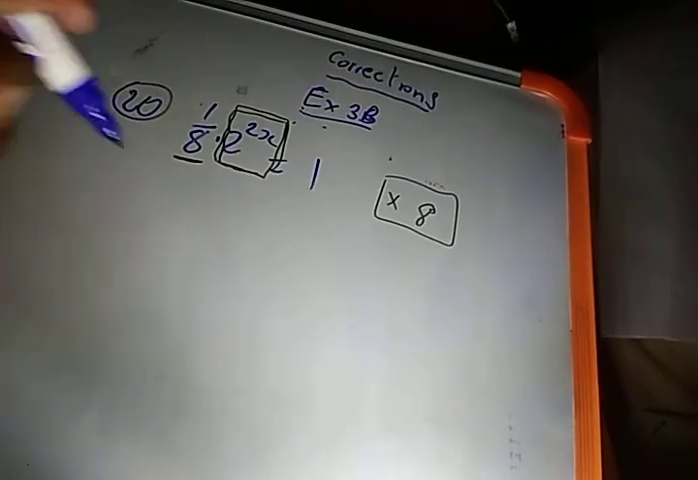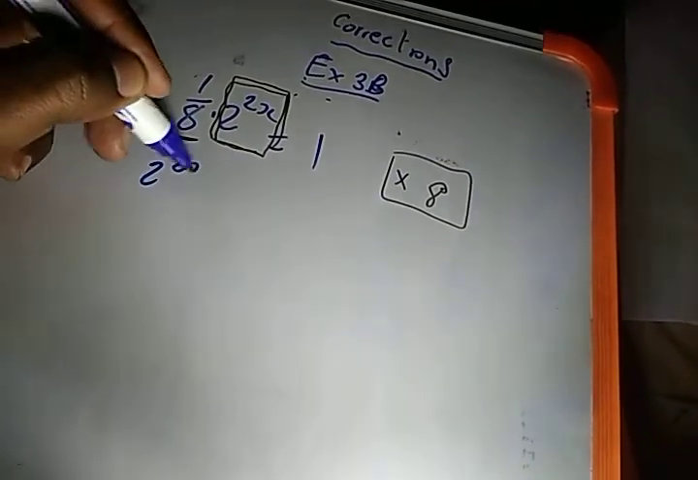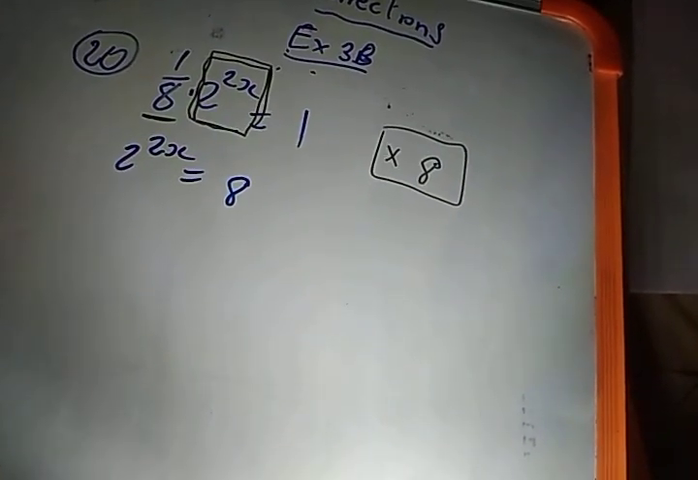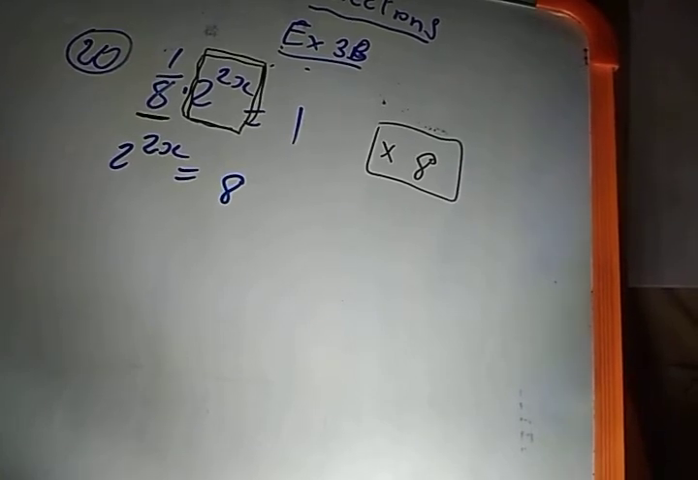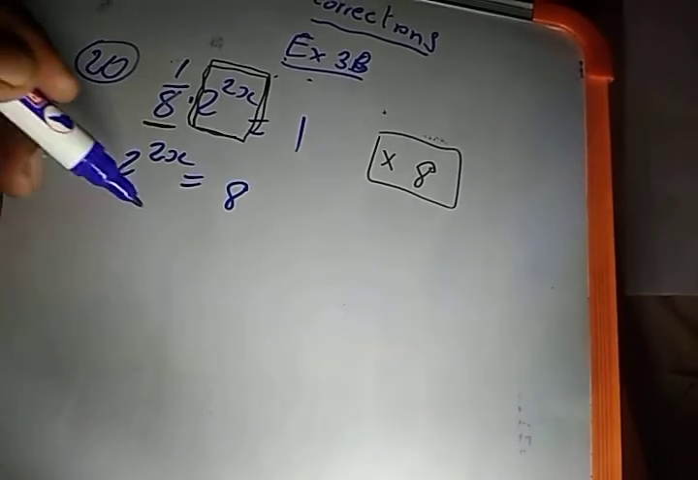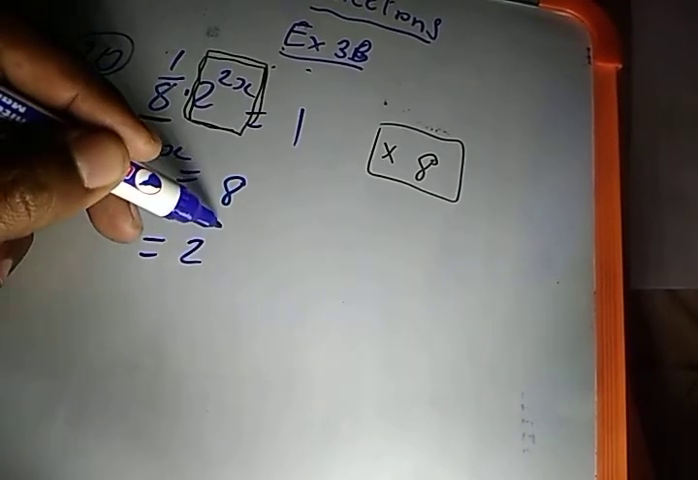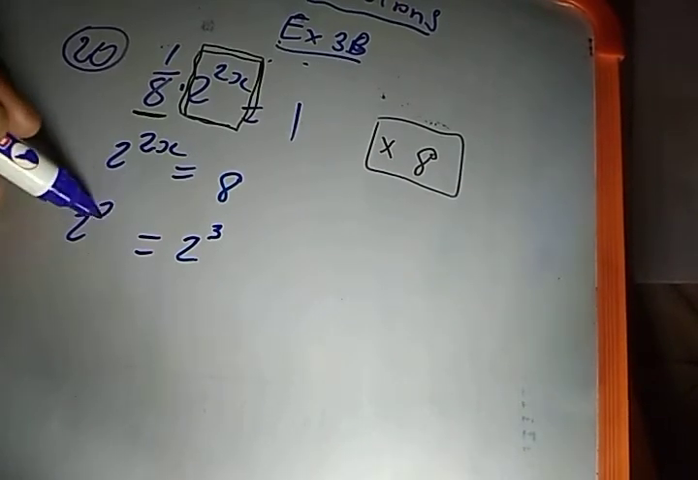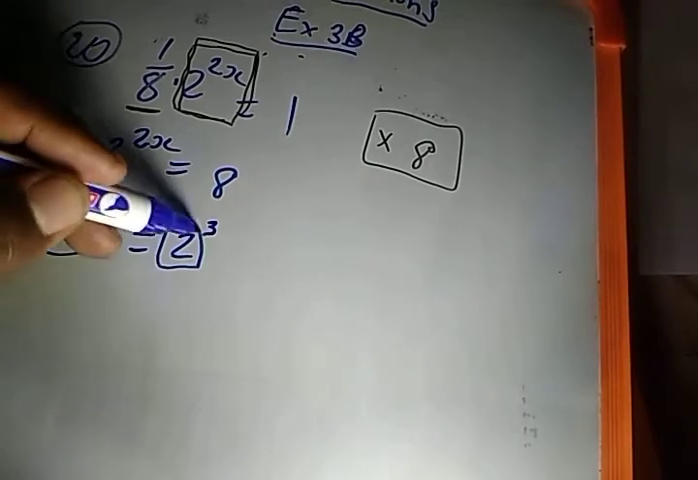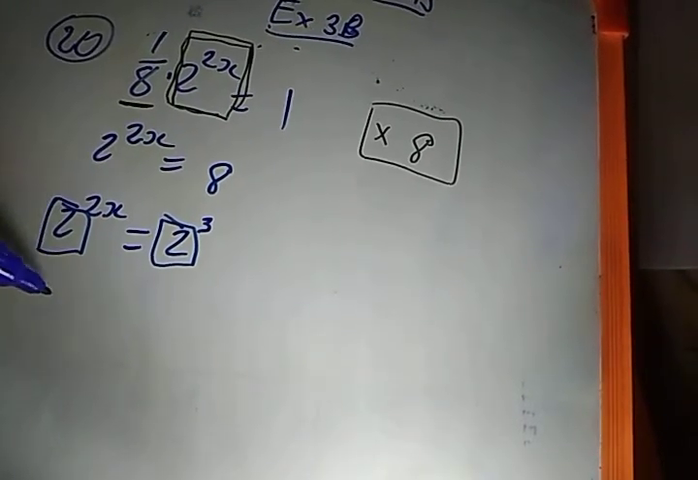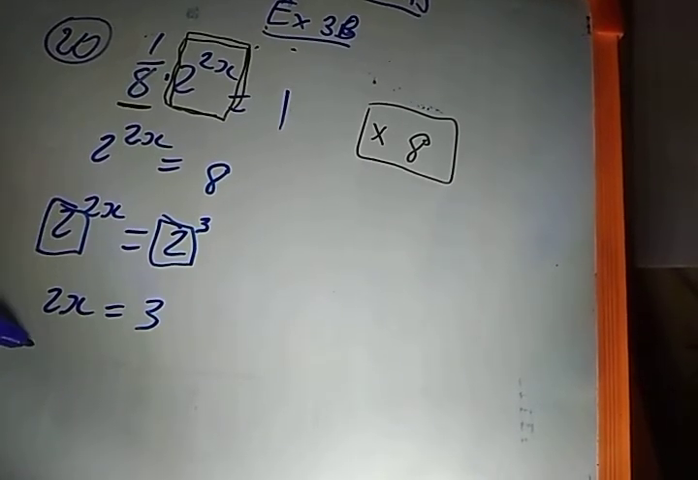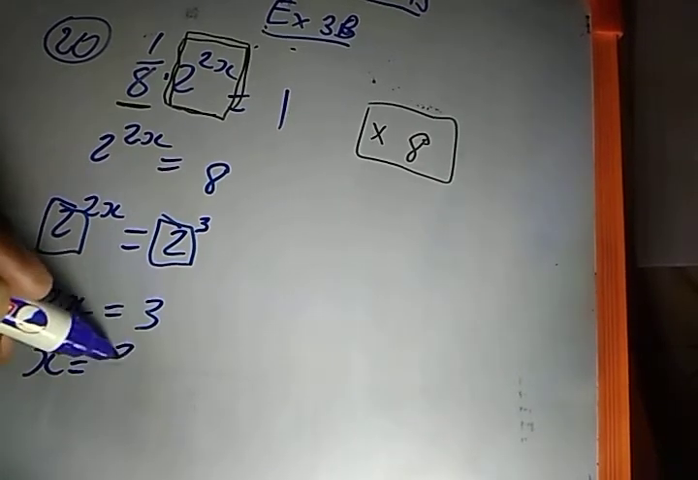So what will be left is 2 to the power 2x equals 8. Multiply both sides by 8. 1 times 8 is 8. When I multiply the left hand side by that, I'm left with 2 to the power 2x. Next, I manipulate the right hand side. It's 2 to the power 3. And I've got the same bases, guys. Whenever I have the same bases, I drop the bases. So I'm left with 2x equals 3. Then x must be 3 over 2.